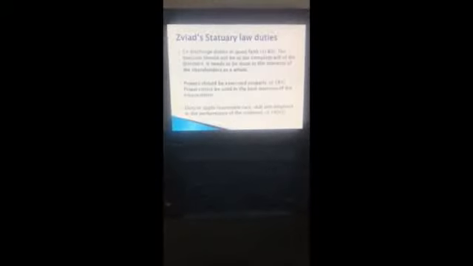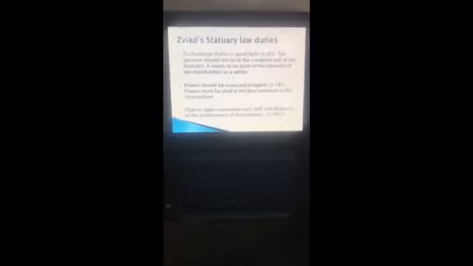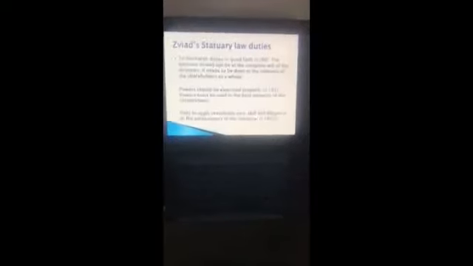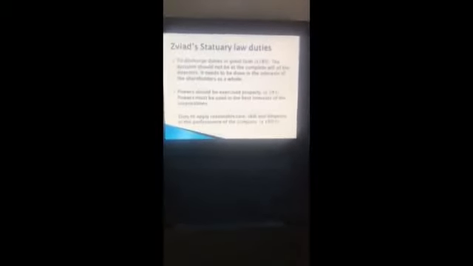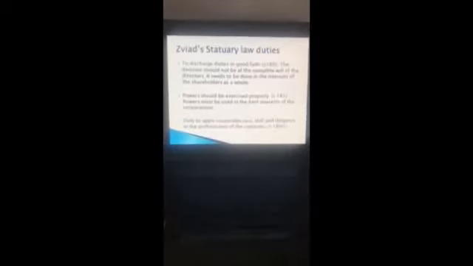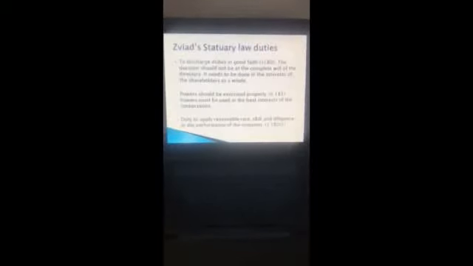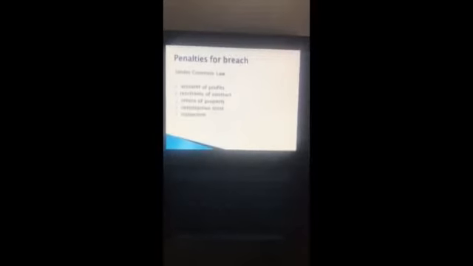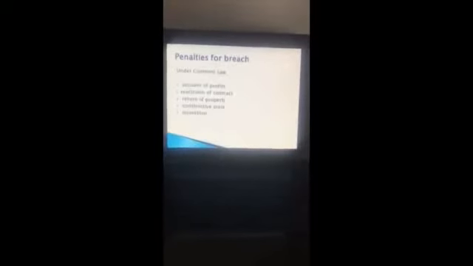Now let's go to the last director's statutory duties. He has the duty to discharge duties in good faith, just like other directors. He needs to follow the duty. This falls under section 180. Another duty is that power should be exercised properly, which falls under section 181. And last but not least, the duty to apply reasonable care, skill, and diligence in the performance of the company. So we just covered all the duties of directors mentioned in the question.